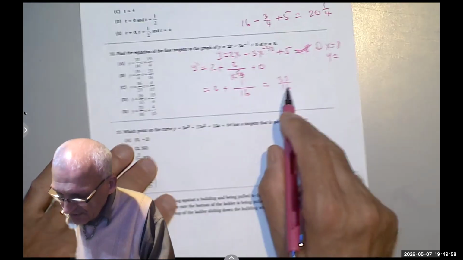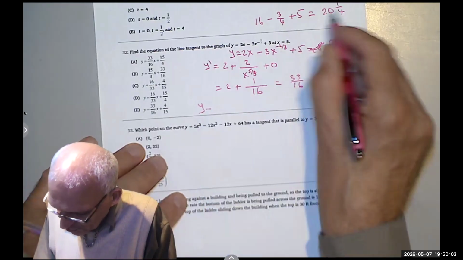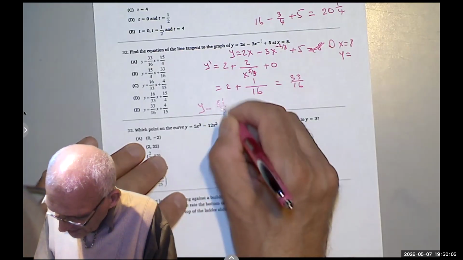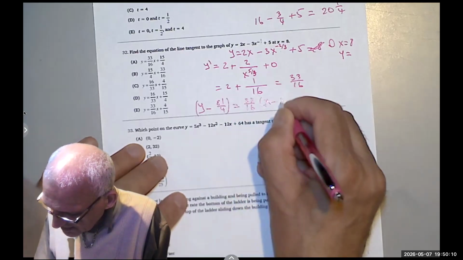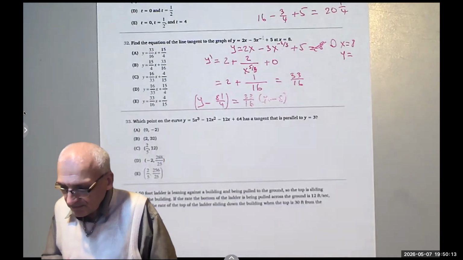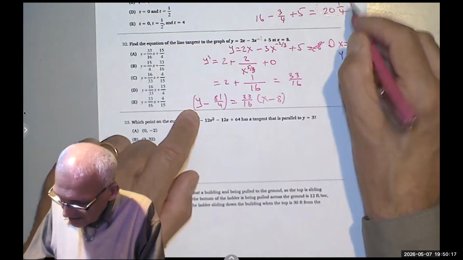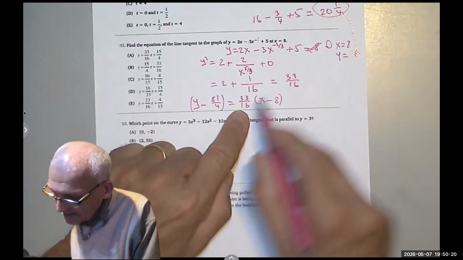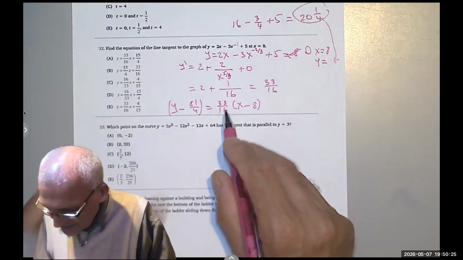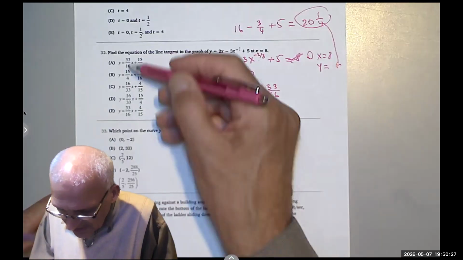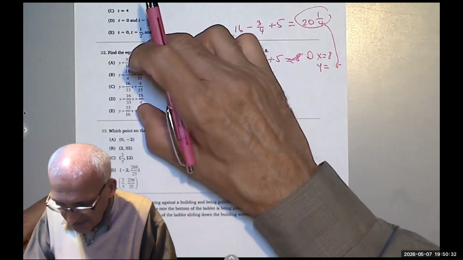So 2 and 1/16, or 33/16. So that's the slope. I would say y minus 20 1/4, which is 81 over 4, equals 33 over 16 times x minus 8. Y minus this y equals the slope times x minus x. Okay, so the slope is 33/16. So anything that doesn't have 33/16, this doesn't have, so it's either A or E.